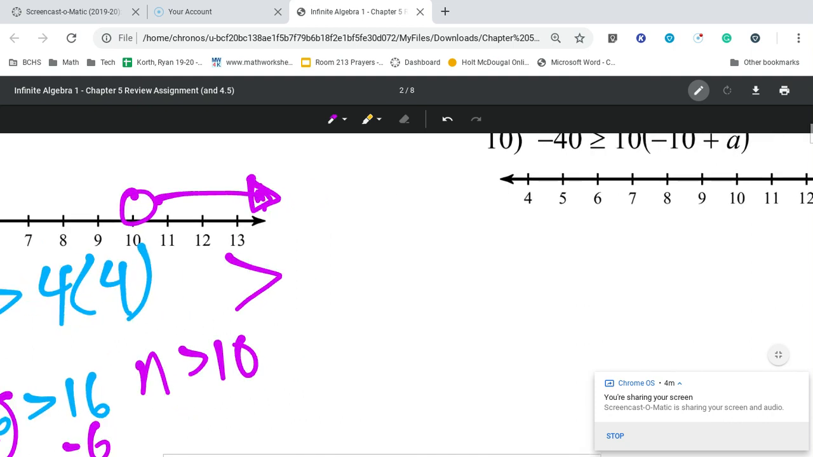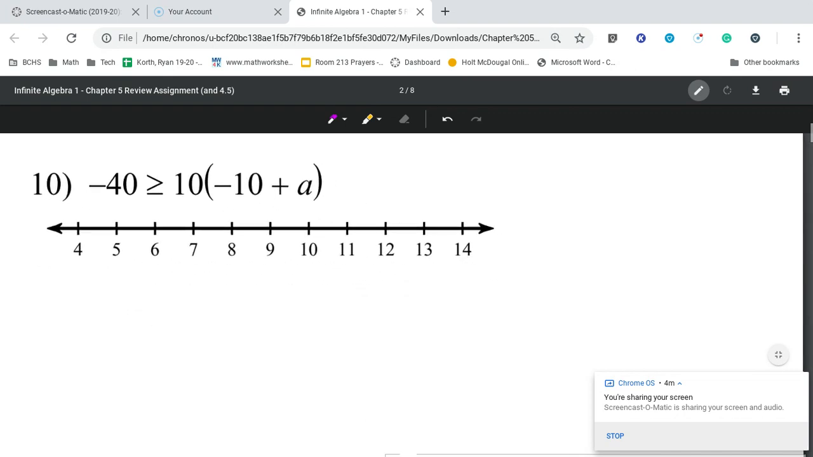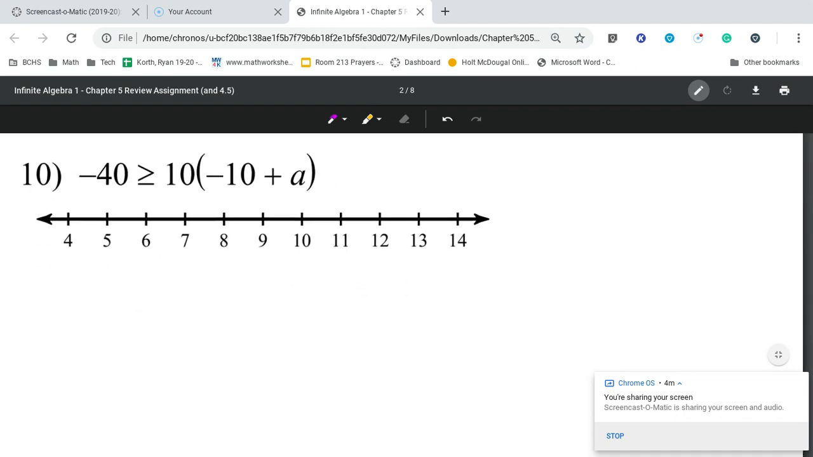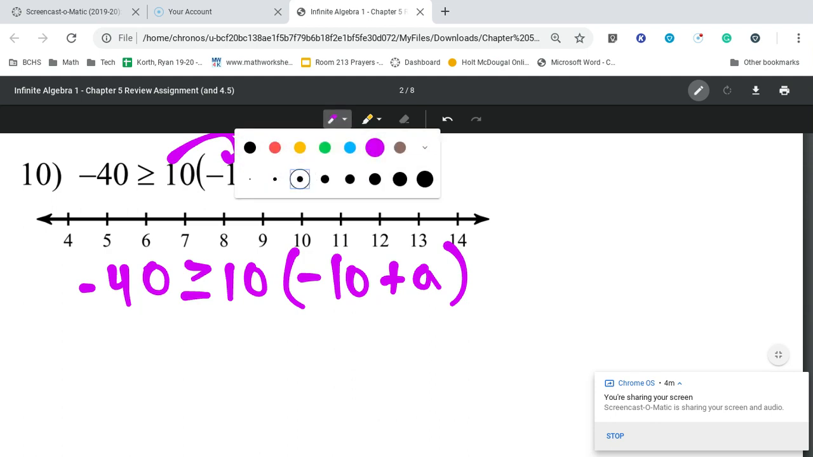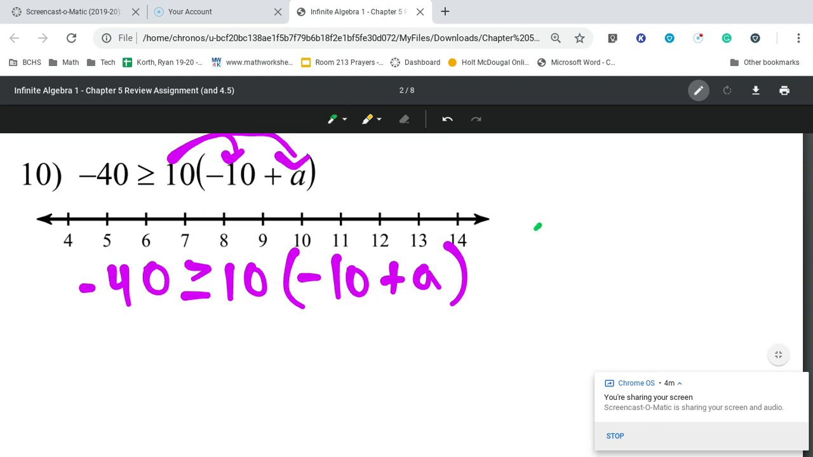Alrighty, number 10. Okay, first thing we're going to do, anytime you have distributive property, that's the first thing you're going to do first. Let's just do any distributions. So you've got negative 40 greater than or equal to 10 times negative 10 plus a. Oops, I didn't distribute. That's okay. Guess we'll do it again. Negative 40 greater than or equal to negative 20 plus 10a.